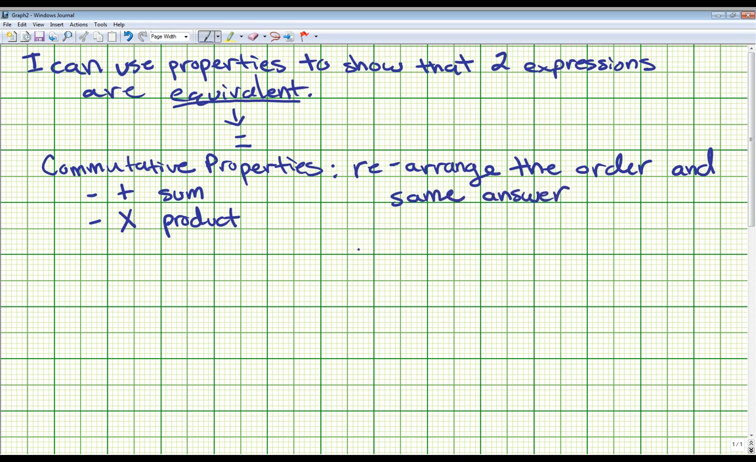So here's a little example of the commutative property. If I had an expression that said 5 plus 8, it would mean the same thing as if I rearranged that order and I did 8 plus 5. So when I rearrange the order, I'm going to get the same answer. 5 plus 8 and 8 plus 5 are the same thing. And this would work for multiplication too. So if I did 5 times 8, that would be the same thing as saying 8 times 5. So rearranging the order is all about your commutative property.